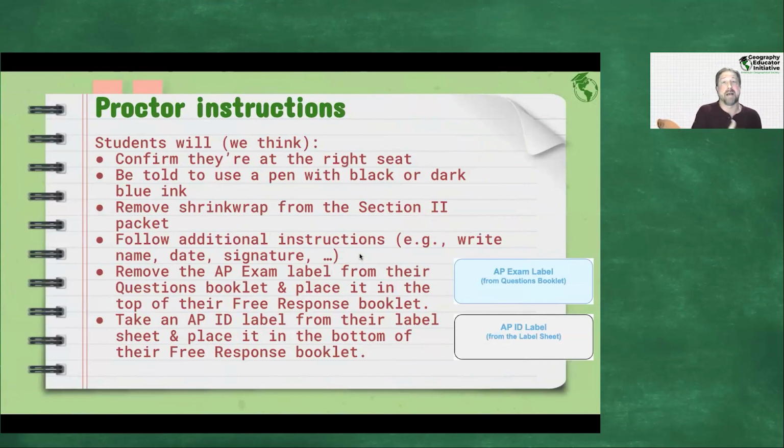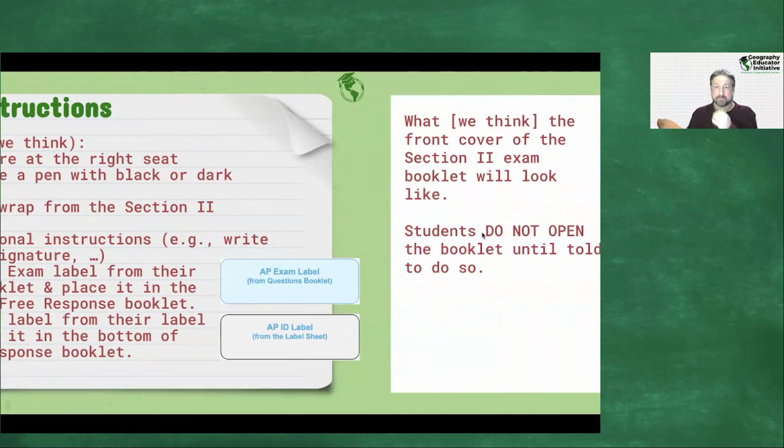Okay, so when they come back, here's again what we think that they're going to hear. They'll be confirmed that they're at the right seat. They'll be told to use a pen with black or dark blue ink. They will be told to remove the shrink wrap from section 2. And then they'll be told to follow the additional instructions, writing their name down. They have to write down the date. They'll have to get a signature on that one. Again, the exam label, they'll need to put that on the exam. They'll need to take the AP label from this sheet and put that on the exam as well.